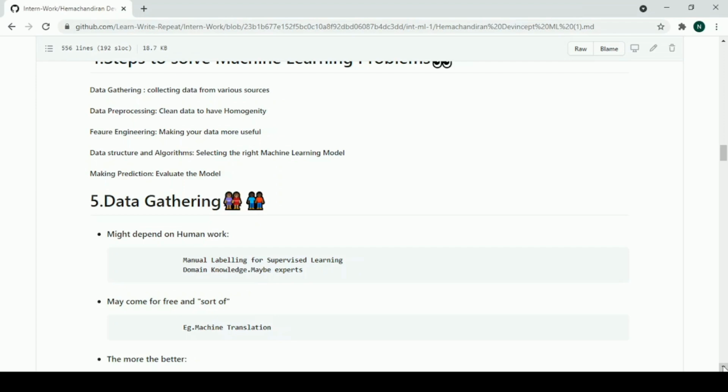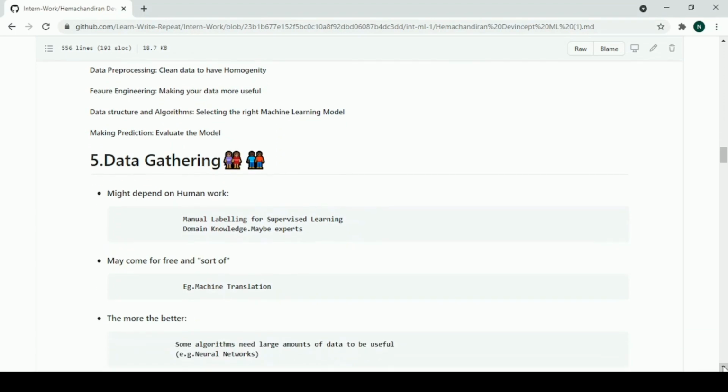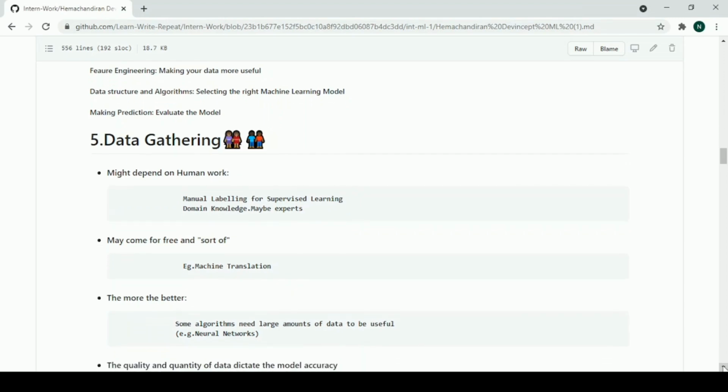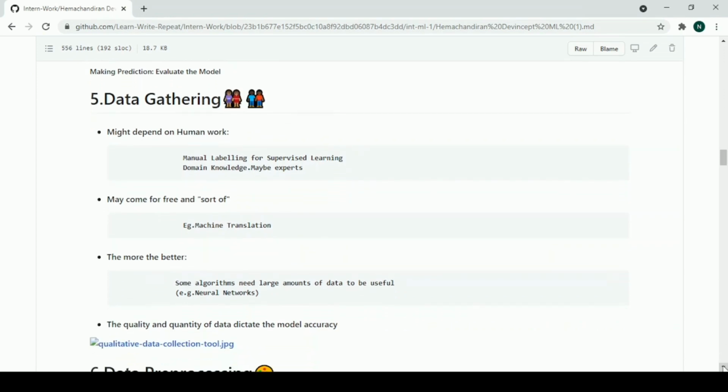Next topic is data gathering. Data gathering is basically collecting data from various resources. It might depend on human work, like manually labeling for supervised learning. Domain knowledge may come from experts. It may come for free and sort of. An example is machine translation from one language to another. The more data, the better. Some algorithms need a large amount of data to be useful, for example neural networks that are used in deep learning. The quality and quantity of data dictate the model accuracy.